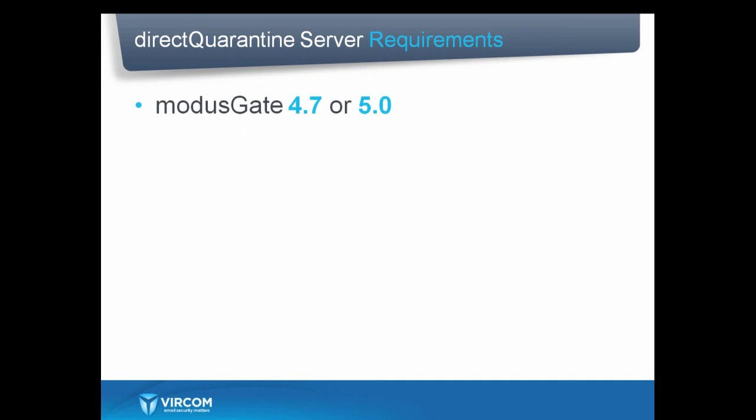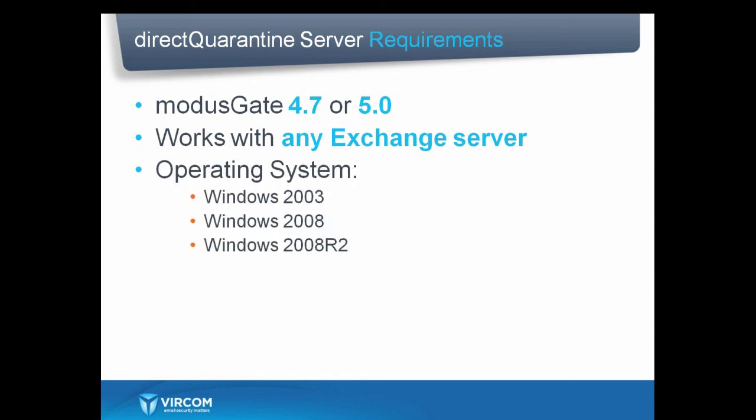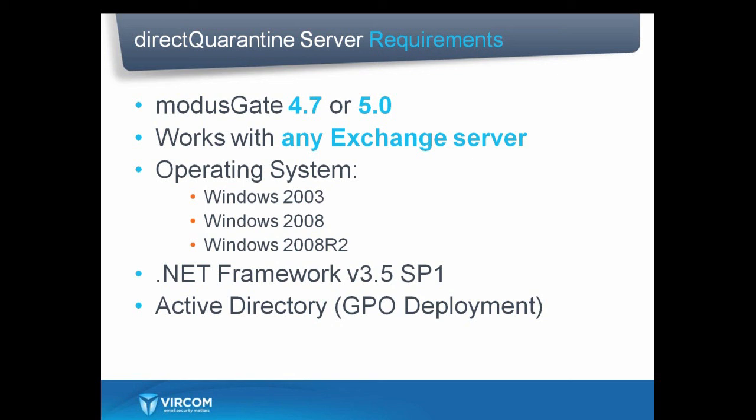For the server requirements, as I mentioned, you could be using either 4.7 or 5. It doesn't matter. You do not have to upgrade if you're using either one of these versions. As long as you have Exchange Server on the back end, you can work with the GPO deployment through the Active Directory. Now, for the operating system, again, you could be using Windows 2003, 2008, or 2008 R2. These are all supported. Again, you'd need to have .NET Framework 3.5 on the server, but if you're already using Modusgate with the web components, then you already have that.